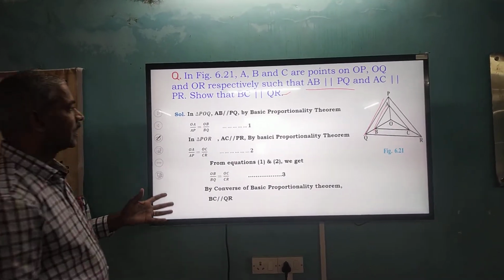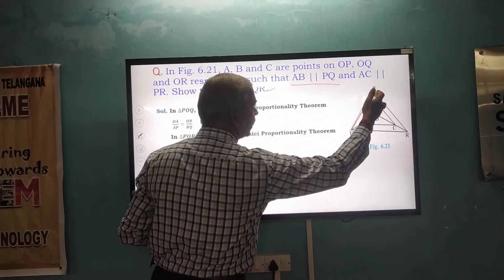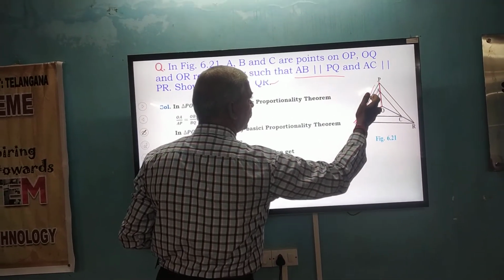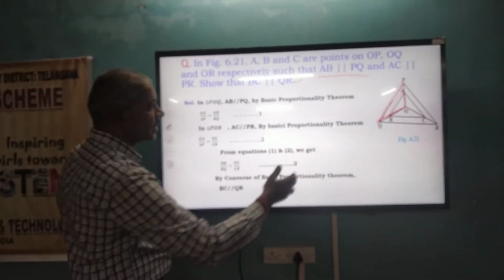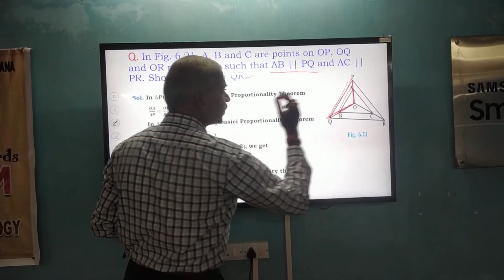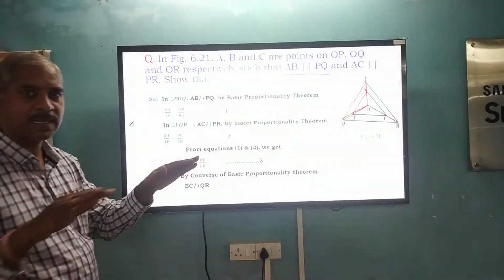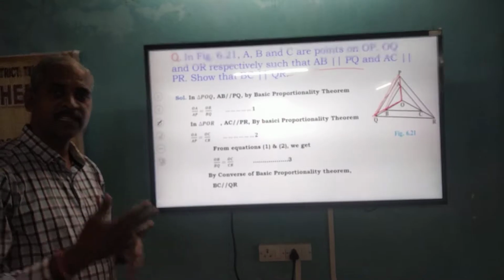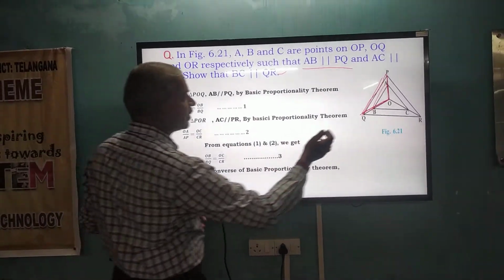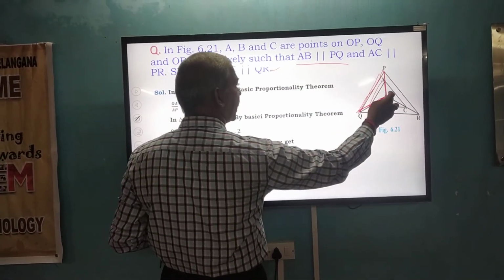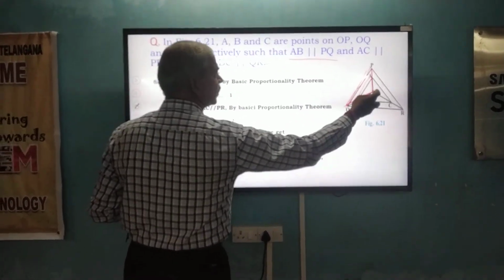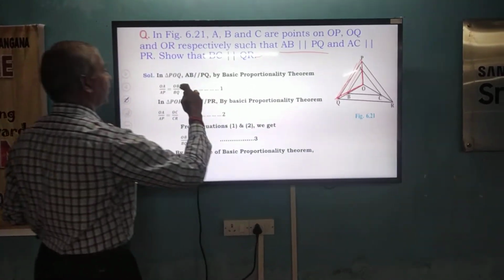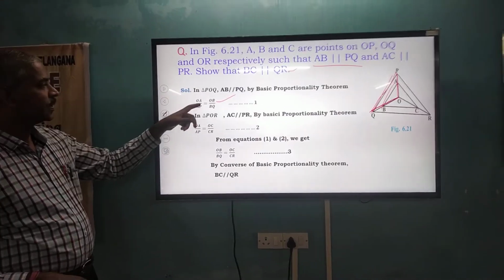For that, if you consider triangle POQ, in this triangle POQ, AB is parallel to PQ. That means one line is parallel to one side. So by the basic proportionality theorem, we can write that OA by AP is equal to OB by BQ. OA by AP is equal to OB by BQ.